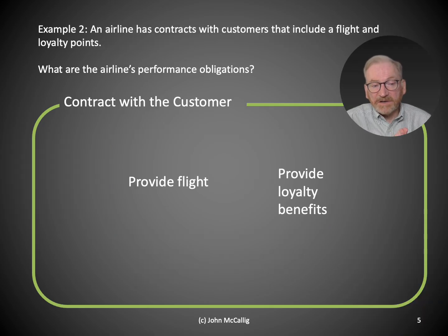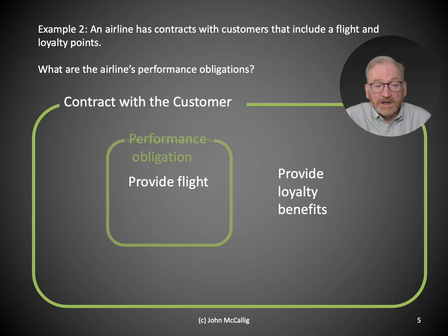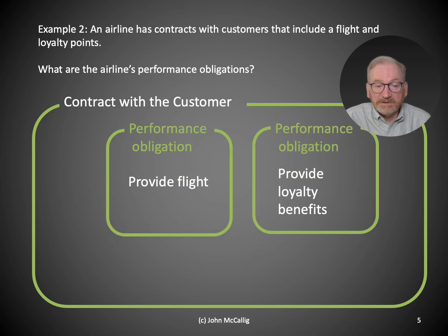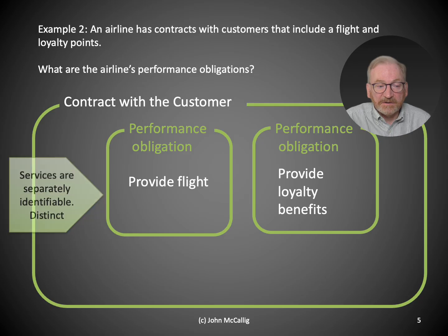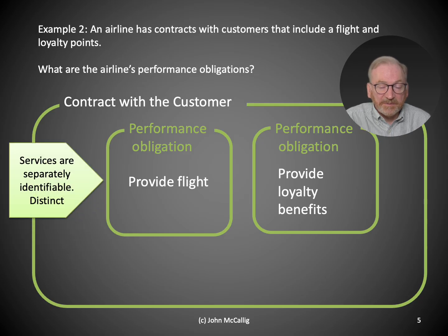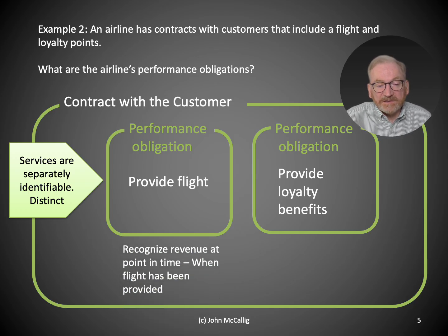So let's look at an example. An airline, which provides obviously transportation services, has contracts with customers that include a flight and loyalty points. So what do we do about this? Are they one performance obligation? No, they're not. They are separately identifiable and distinct. So we've got to deal with them in different ways. And we will recognize the revenue from the flight at a point in time when the flight has been provided.